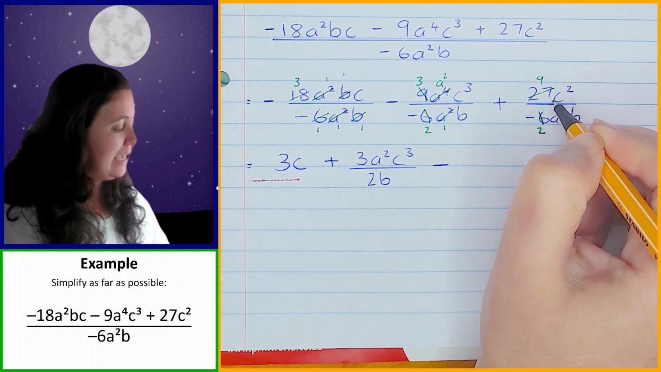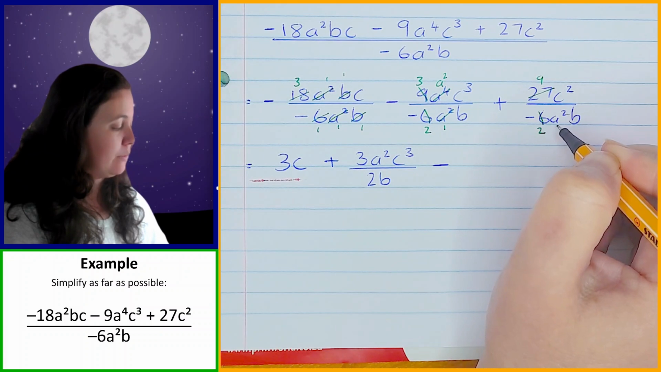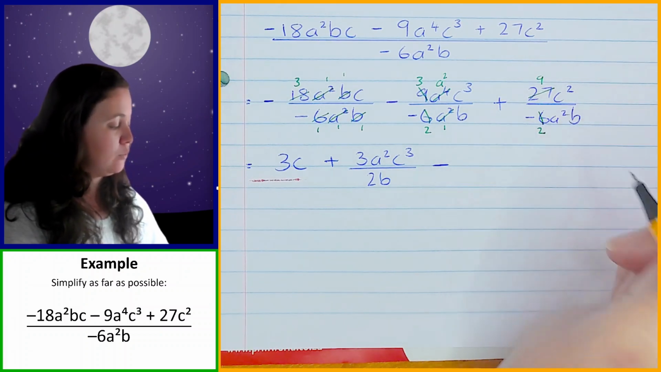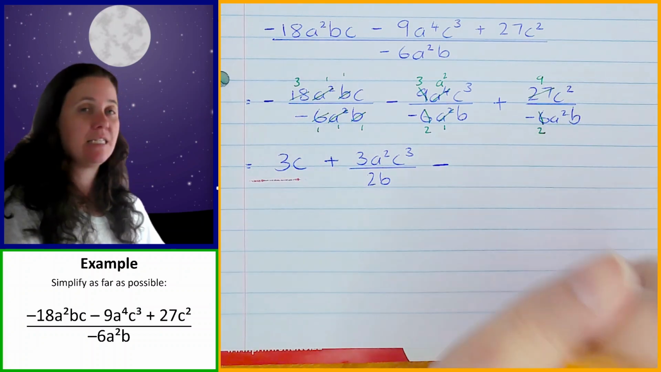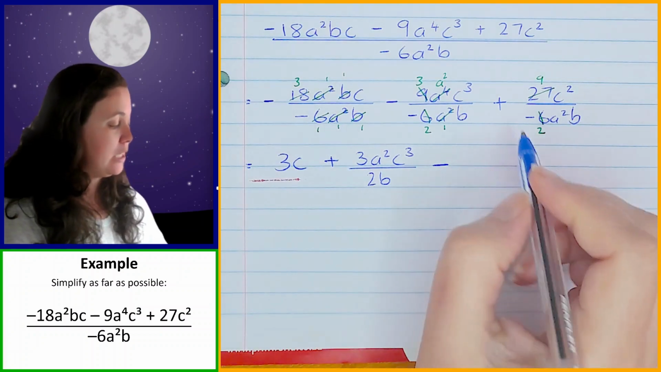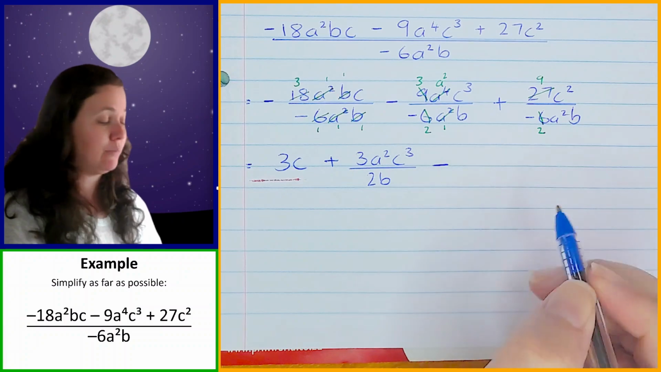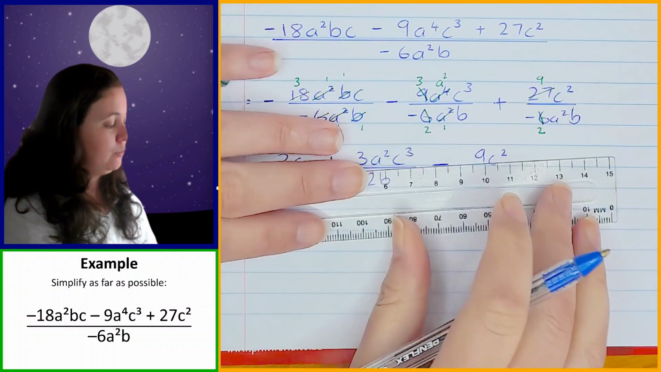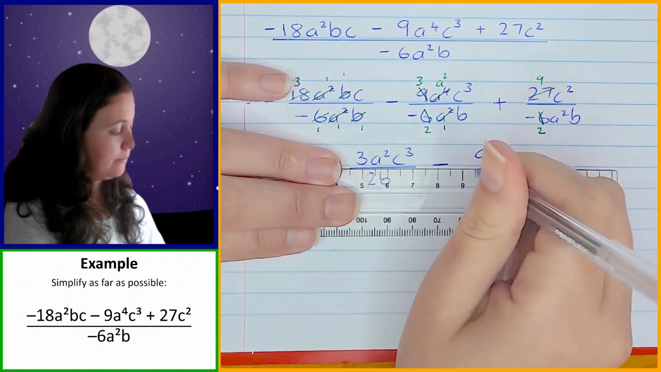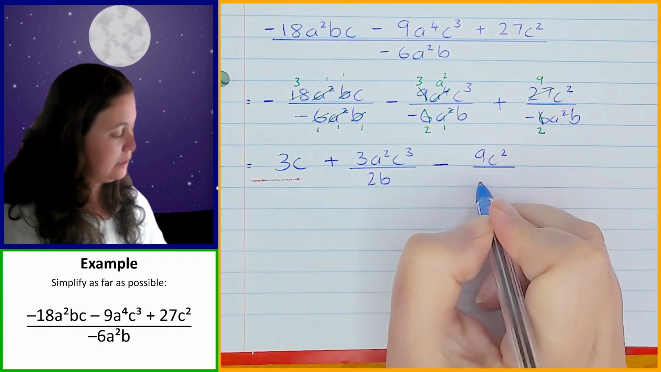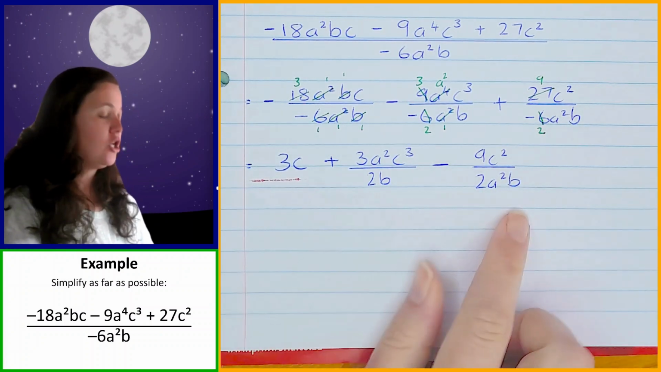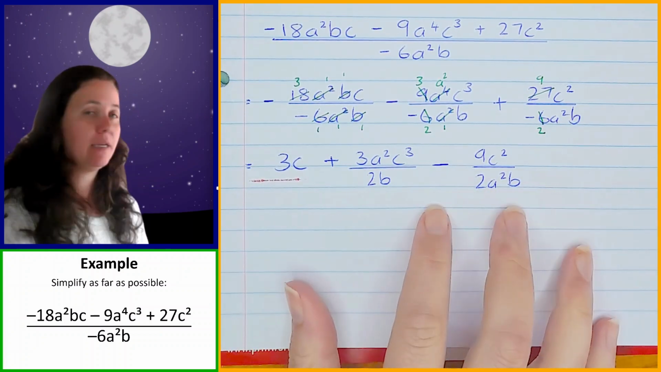I don't have any a's at the top to cancel with the a squared at the bottom. I don't have any b's at the top to cancel with the b at the bottom. And I don't have any c's at the bottom to cancel with the c squared at the top. So I can't cancel any of my variables. So the only thing I could simplify there was the numbers. So I've got 9c squared in my numerator, and that is over 2a squared b in the denominator. So that's what you would get for that question.